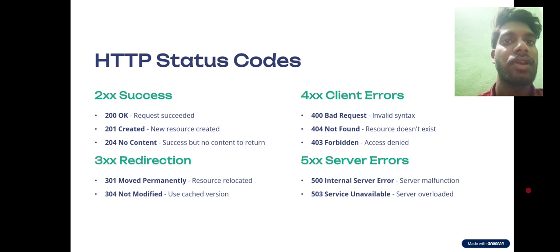HTTP status codes: 2xx success. 200 OK, request succeeded. 201 Created, new resource created. 204 No Content, success but no content to return. 400 Bad Request, invalid syntax. 404 Not Found, resource does not exist. 403 Forbidden, access denied. 301 Moved Permanently, resource relocated. 304 Not Modified, use cached version. 500 Internal Server Error, server malfunction.